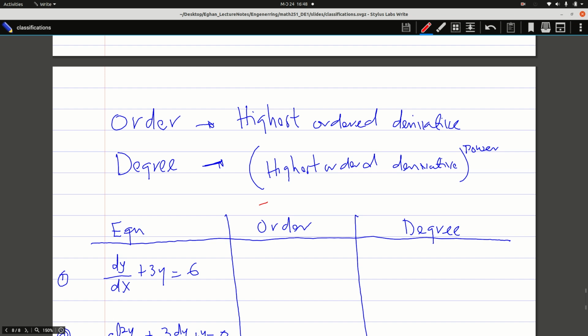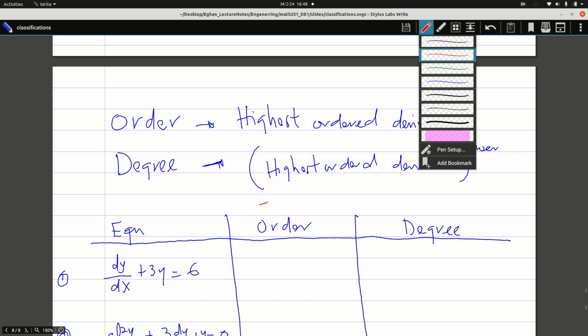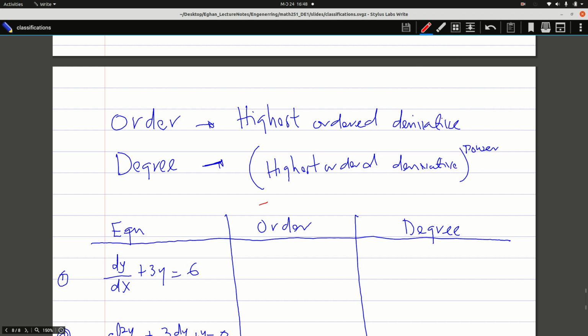Classifications of differential equations. In this section, I'm going to take the order and then the degree. As already stated here, the order refers to the highest order derivative. So we are looking at the derivatives in the equation, not the unknown function, but its derivatives. So we're looking at the y primes, the y double primes, and so on and so forth.